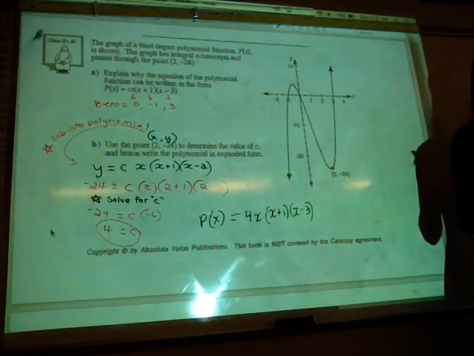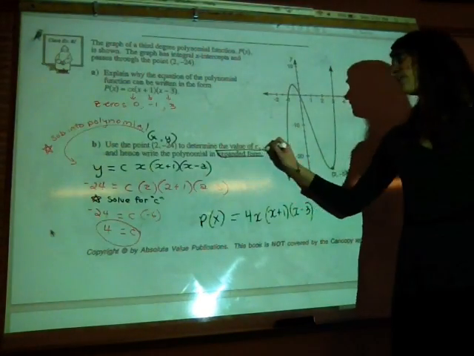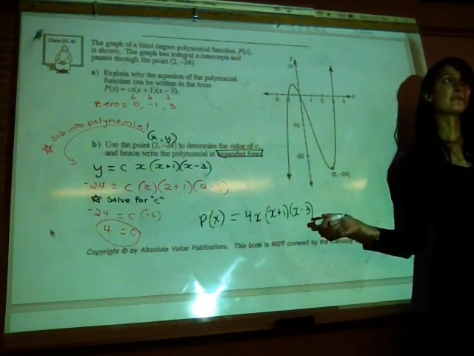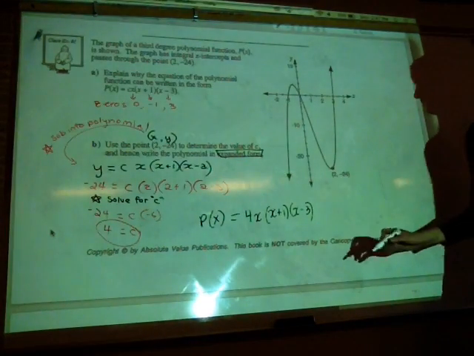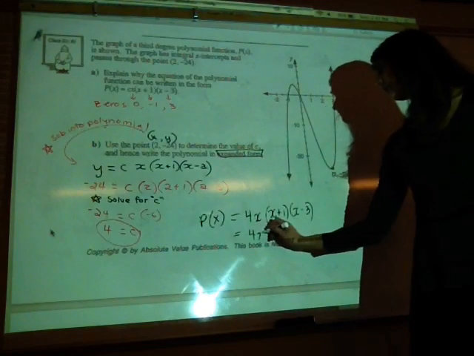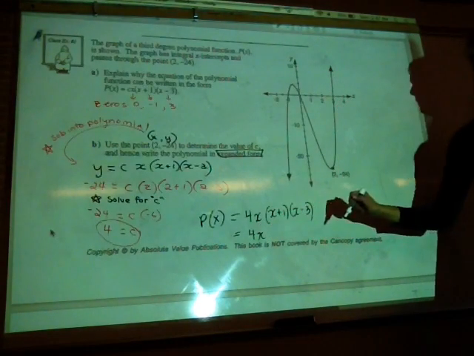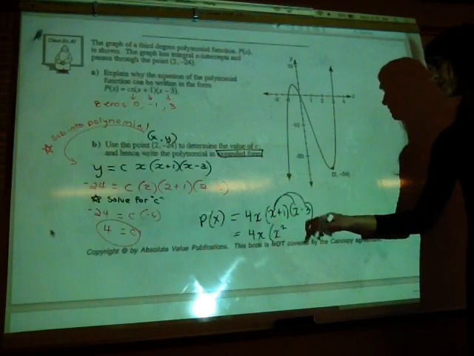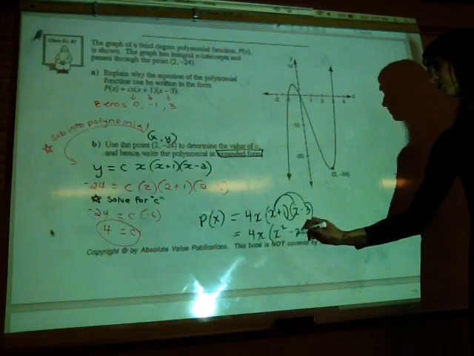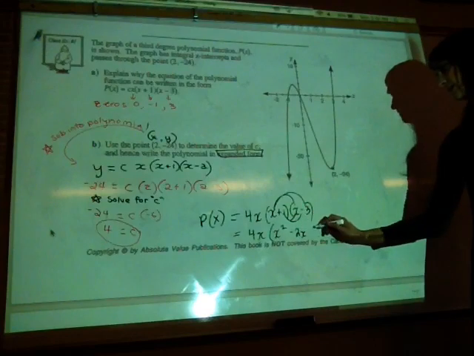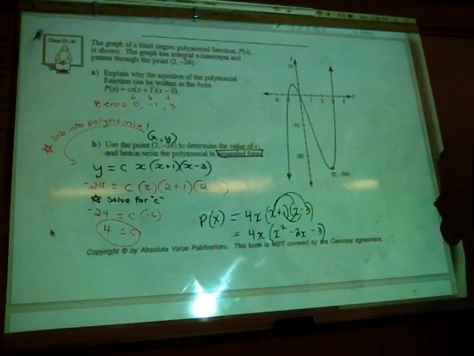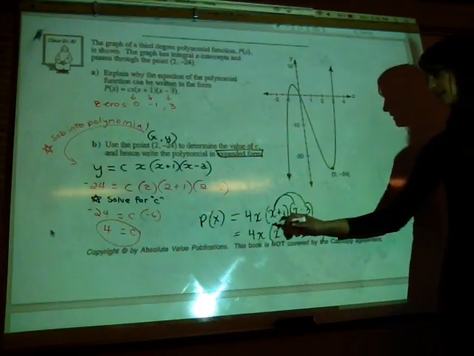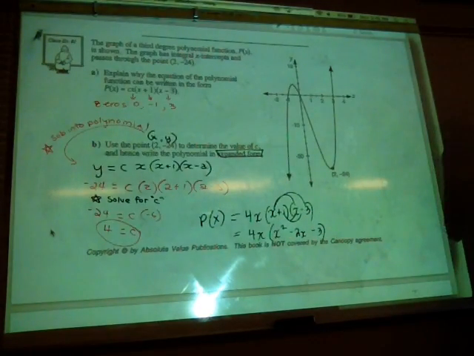Now, this is where we have to be careful. Read the question. It says expanded form. What form is it in right now? Factored form. So we have to expand this. Let's leave the 4x out front, and we're going to FOIL the two binomials. So we get x squared minus 3x plus another x is minus 2x, minus 3.